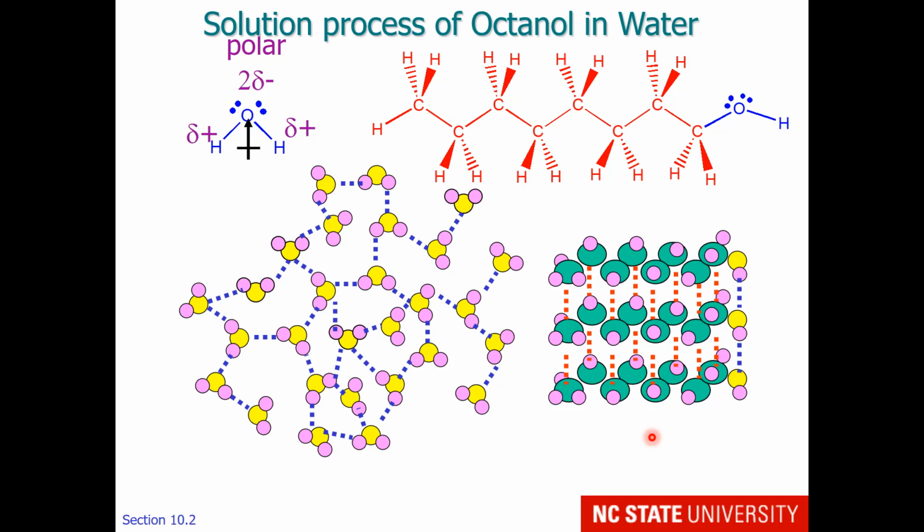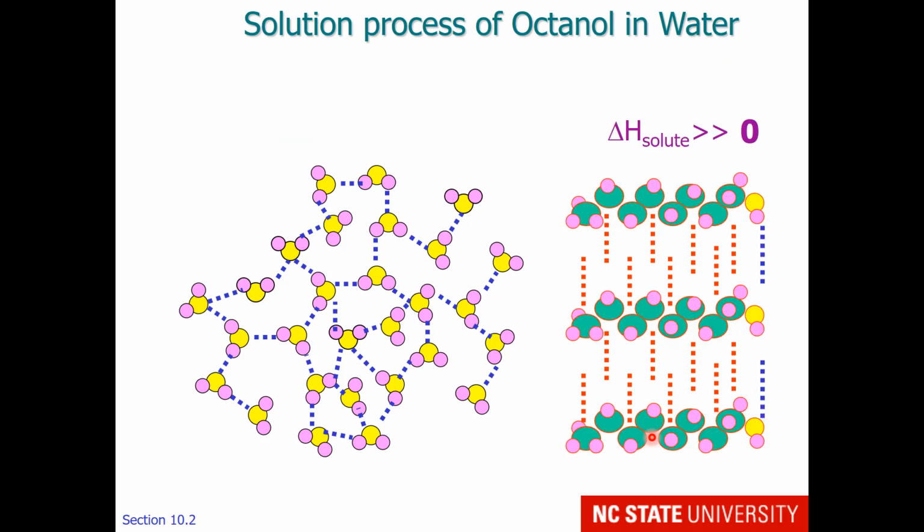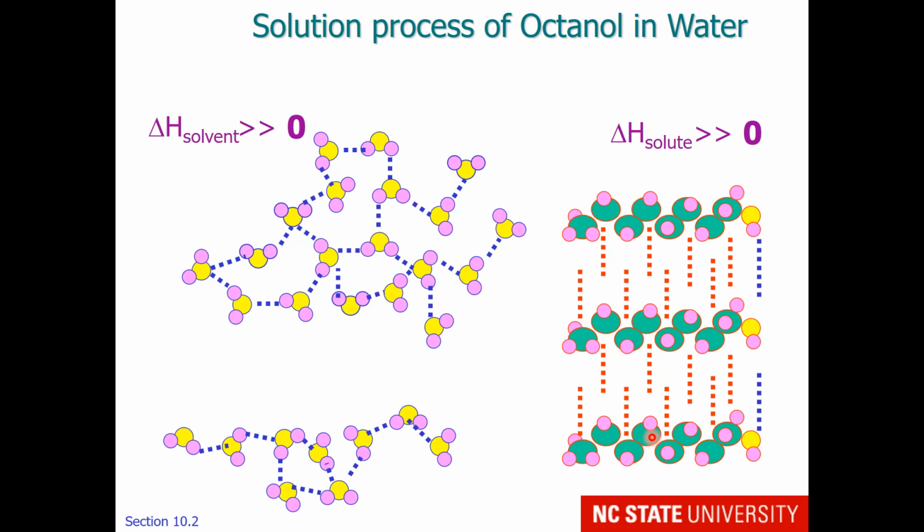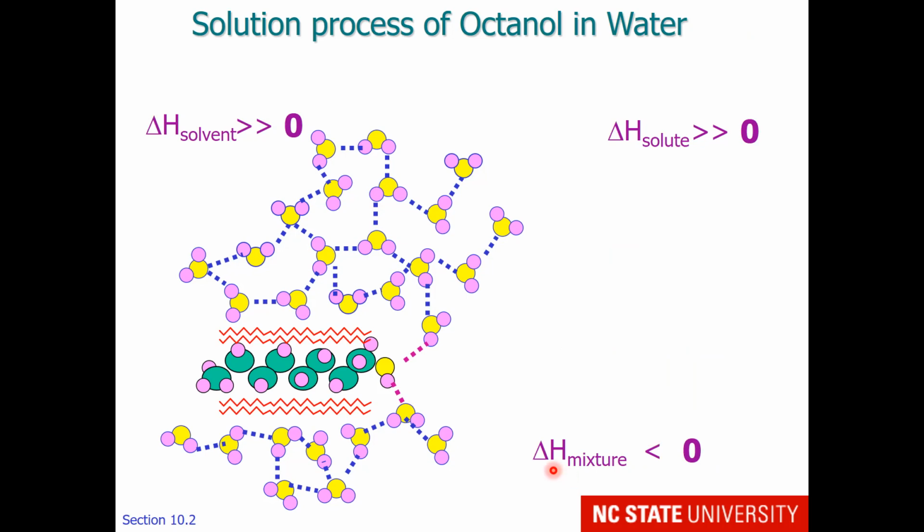Let's think about the dissolution process. First, we need to separate the solute molecules. This is going to require a larger amount of energy because octanol is much larger in size than methanol. Then we need to make a much larger space in the solvent, again because octanol is much larger. When we look at delta H mixture, which is our exothermic process, we will get some hydrogen bonding between the OH of the water and the OH of the octanol. But the tail of the octanol, the carbon and hydrogen area, is not going to want to form intermolecular interactions with the water.